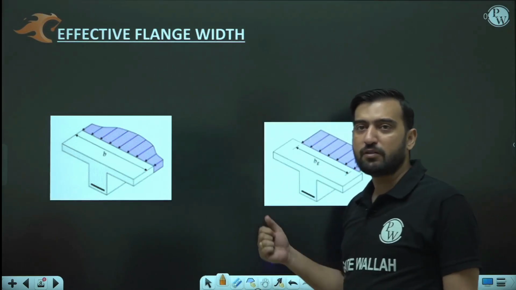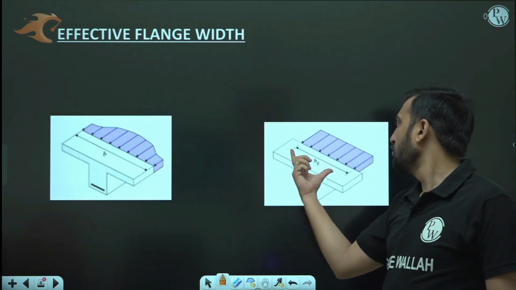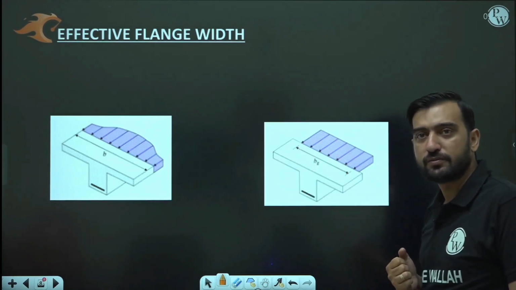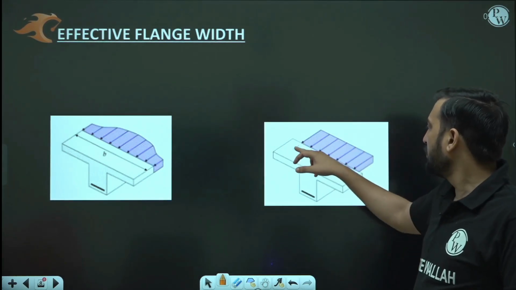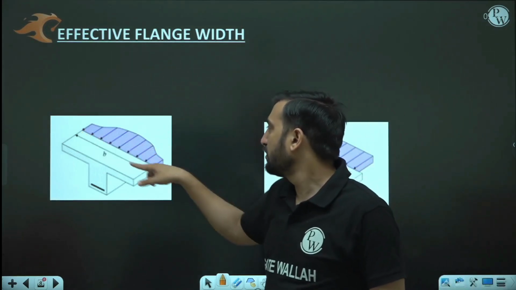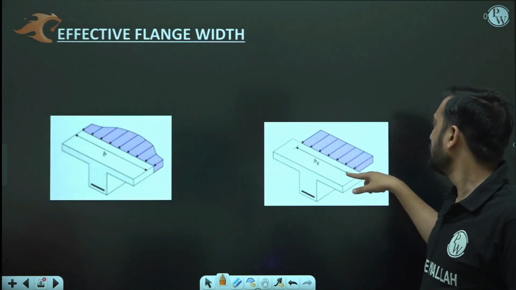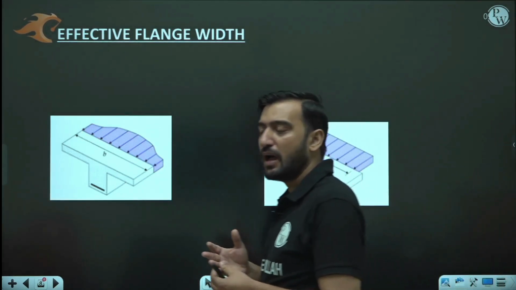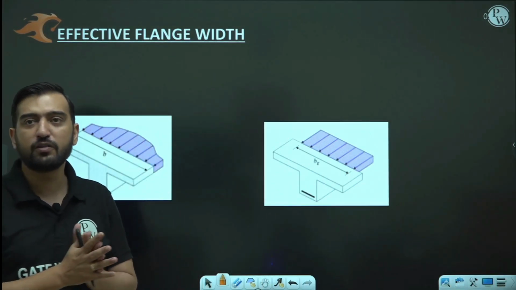So in order to make it uniform, sometimes we have to adopt a reduced width of the flange portion. This width has been decided in such a manner that this width into average stress is equal to this width into this constant stress. By this mechanism, IS code has given some clauses to calculate the effective width of the flange.